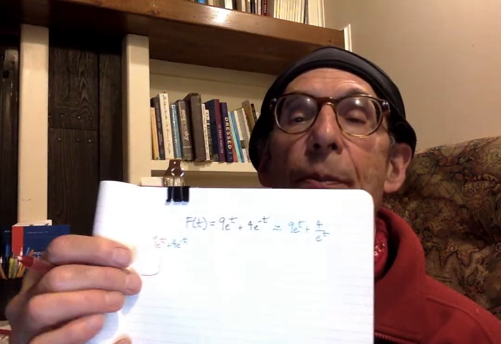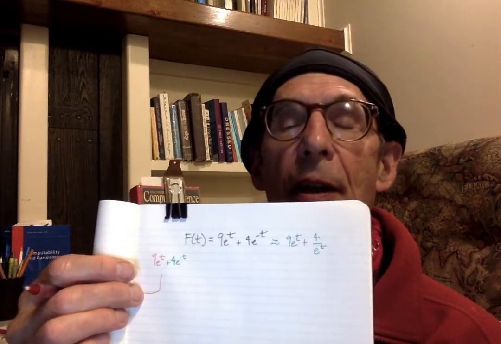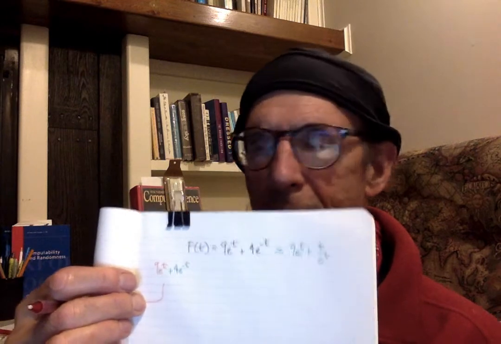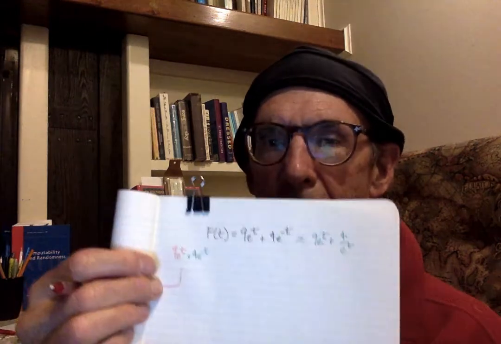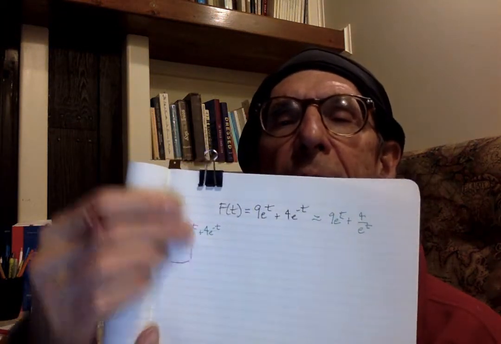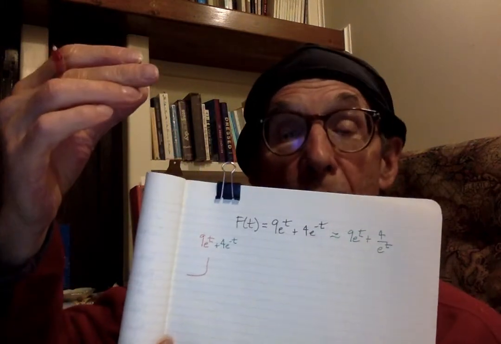So the first one, 9 times e to the t, is basically 0 for a long time. You know, e to the minus 10 is undetectable. And then it jumps up really quickly. And so that's the way the exponential function works. It's nothing, and then boom, off it goes. And so there's the situation.